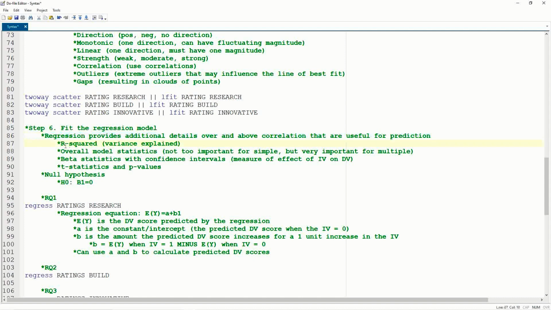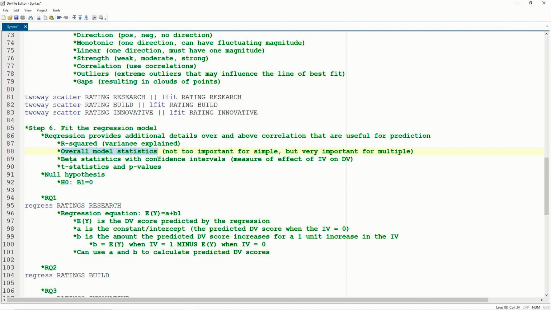So for example, we're now going to get an R-squared, which is going to talk about how much variance in the DV is explained by the IV. Or in other words, how many of the reasons why different projects got different project scores, different ratings by the judges, can be explained by a single IV. We also get overall model statistics. These really aren't too important for today, but are very important for when we get into multiple regression next week. So I'll bring them up very briefly today, but we'll spend a lot more time on them next week.